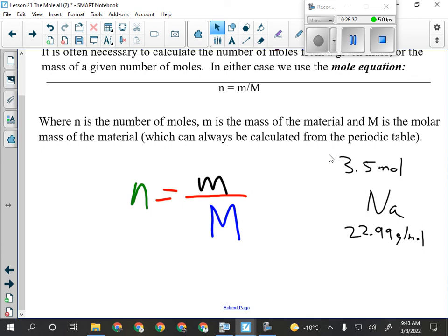Okay, so I multiply both sides by big M. It cancels there. Then I multiply big M on this side. Now little m is isolated. Okay, and I can solve for it by simply multiplying 3.5 times 22.99. Which makes sense. If I want to calculate the mass of 3.5 moles of sodium, naturally I should multiply the mass of 1 mole by 3.5. And that would give me the total mass. Okay, everybody with me there?